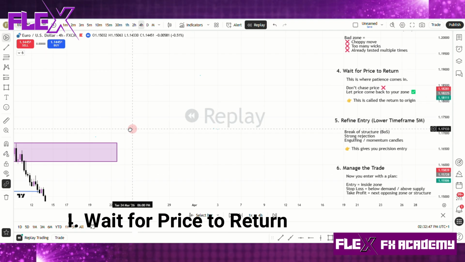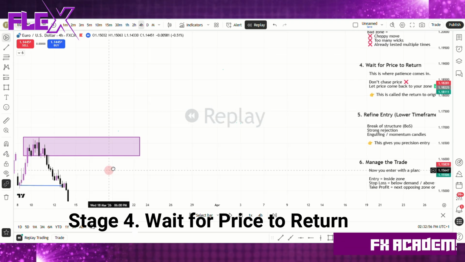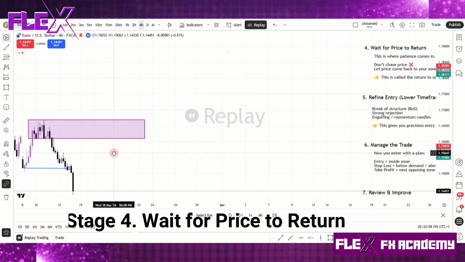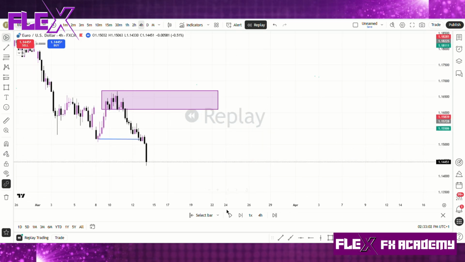So right now we wait for price to return, and we don't chase candles. No, we're not chasing candles. Let price come back to the zone. Of course, this is called the return to origin. So we're just waiting now for the market to return, and then we proceed to step 5. I'll just play this so that we can see what happens when the market returns.